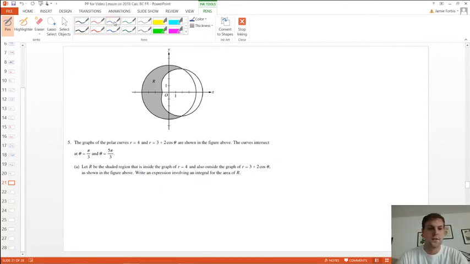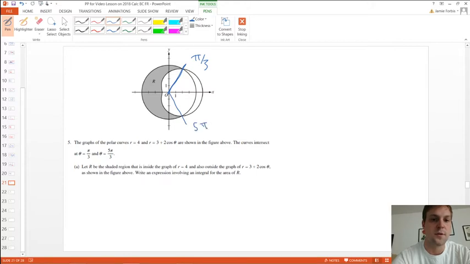All right, so it says the graphs of the polar curves r equals 4, which we know is just a circle with a radius 4, so you can kind of see that that's the outer section of the area. And r equals 3 plus 2 cosine theta, which is that little weird cardioid looking thing, are shown in the figure above. The curves intersect at pi over 3, and 5 pi over 3. Okay, so those are our two intersections.